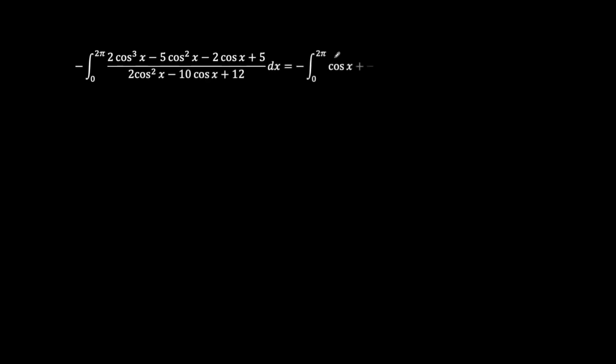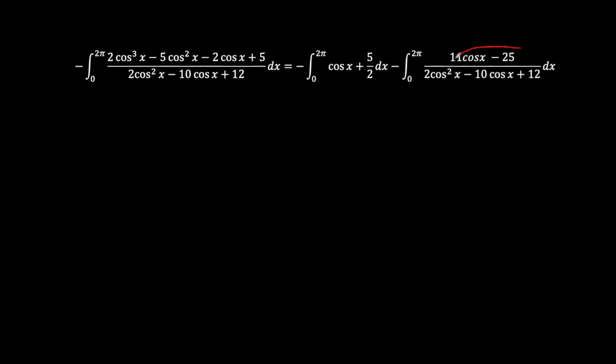So what that means is the negative integral of 2 cosine cubed x minus 5 cosine squared x minus 2 cosine x plus 5 over 2 cosine squared x minus 10 cosine x plus 12 is negative the integral of cosine x plus 5 over 2, minus the integral of 11 cosine x minus 25 over 2 cosine squared x minus 10 cosine x plus 12.